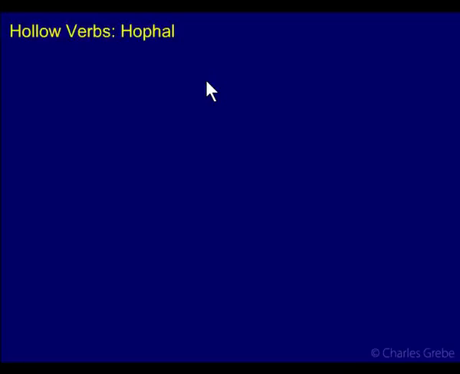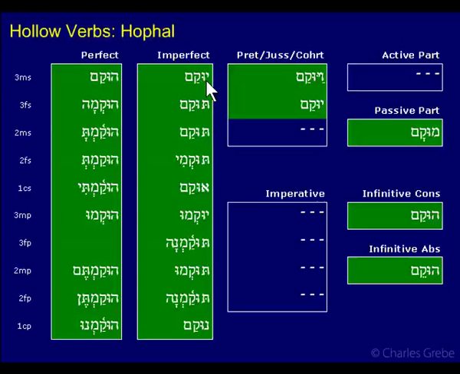Hollow verbs, Hophal. We've looked at the Hiphil, so let's quickly look at the Hophal. Hophal is really easy. Everything's very much the same through the whole paradigm. What we see here is that the prefix vowel is u, the shuruk, okay? And it's like that for all the forms. See that? All the way through, everything. The theme vowel is patach, and we see it everywhere.